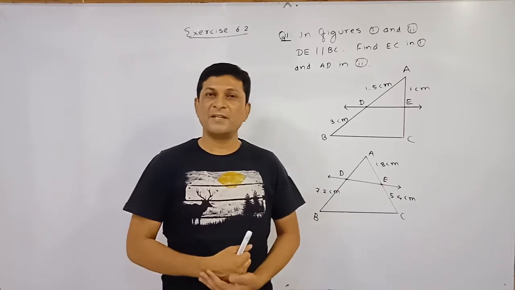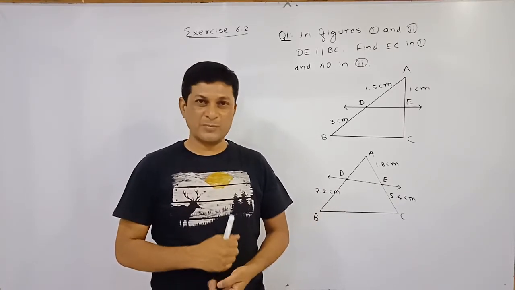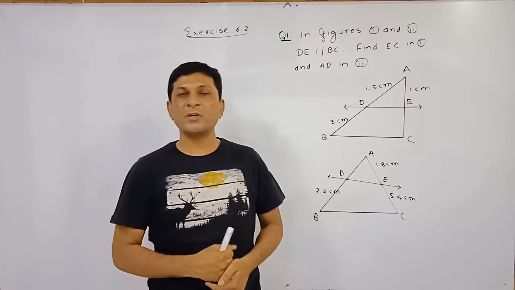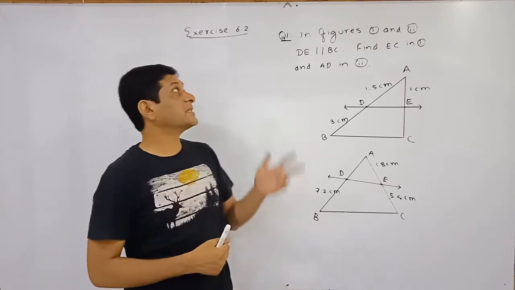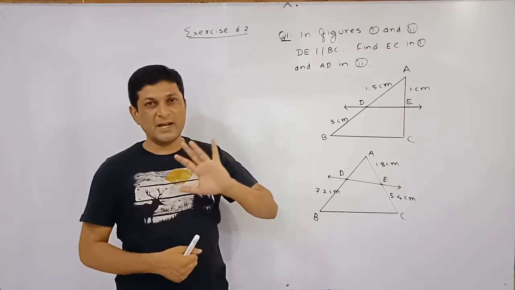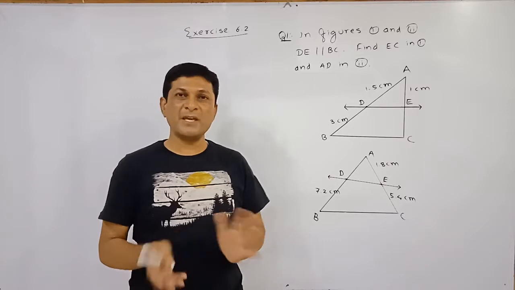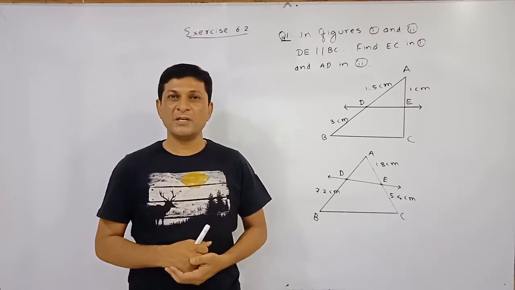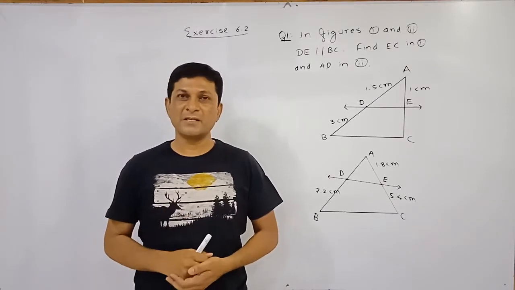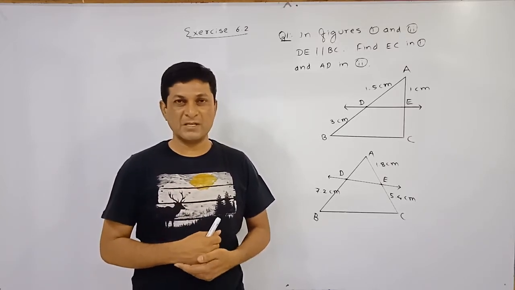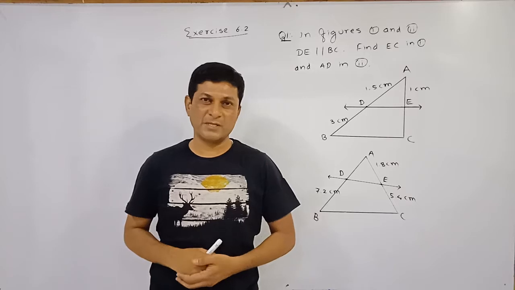Hello friends, in the last video we have proved basic proportionality theorem and converse of basic proportionality theorem. Today we are solving examples from exercise 6.2, and at the end of this video I will give you some examples based on exercise 6.2 for your practice, and in the next video I will give the solutions of these examples so that you are able to check your steps also.